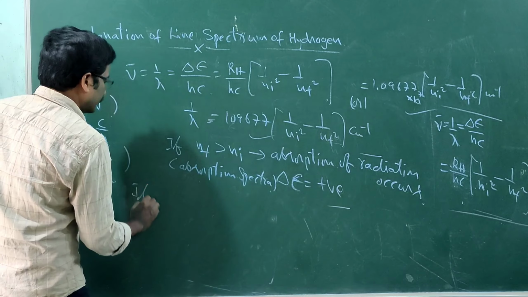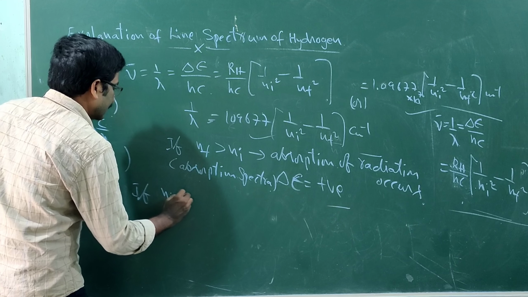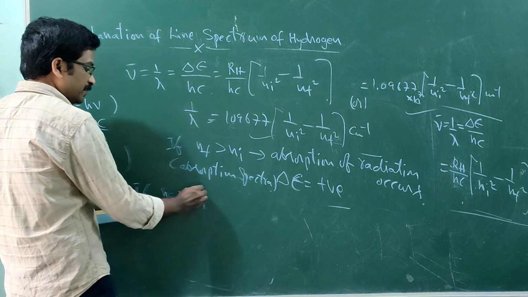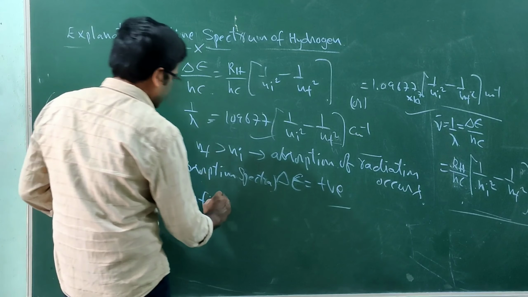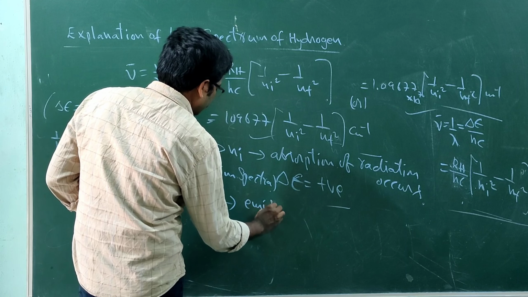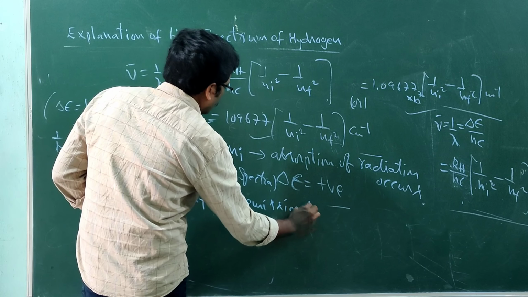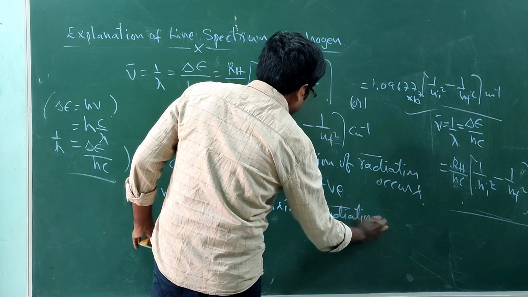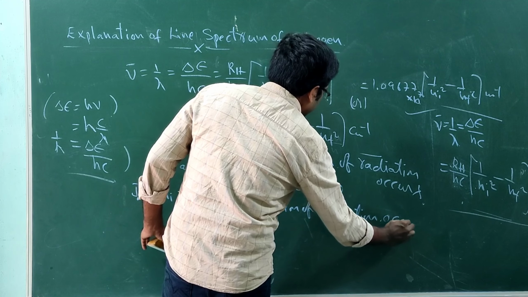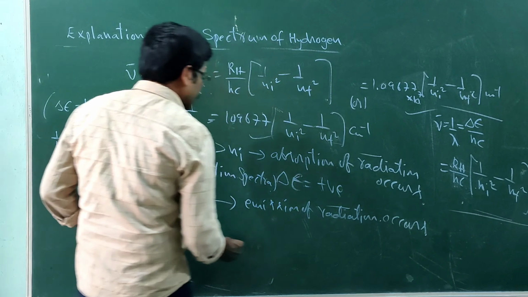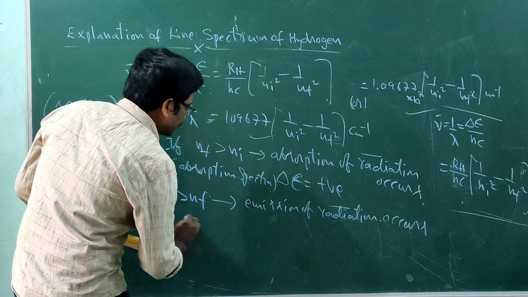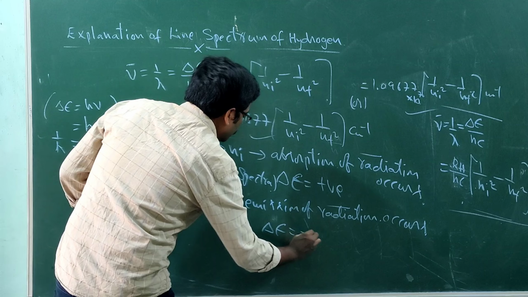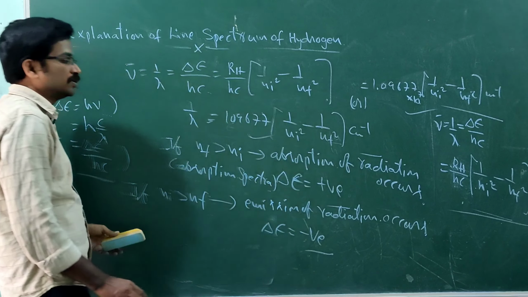If Ni is greater than Nf, it means emission of radiation takes place. Emission of radiation occurs. Then this is emission. Here delta E is equal to negative.